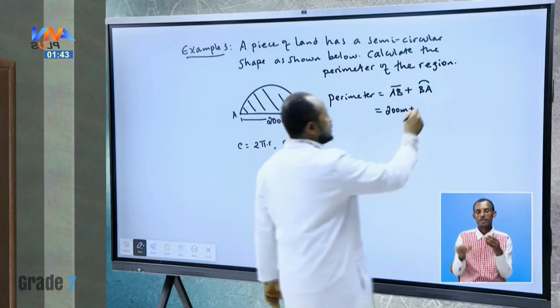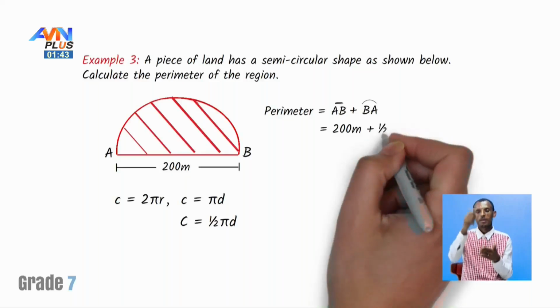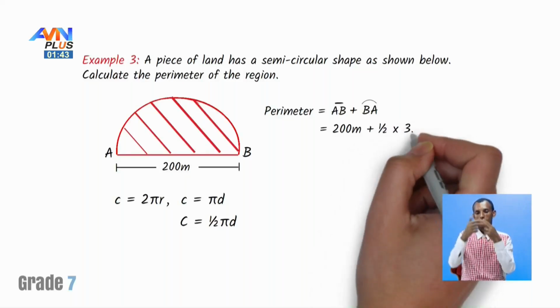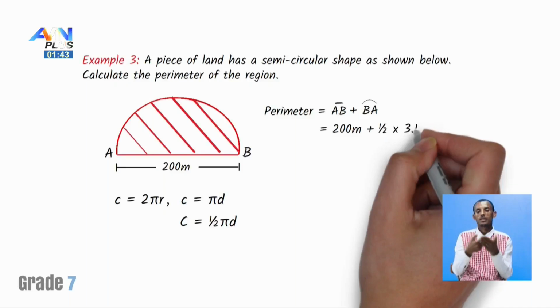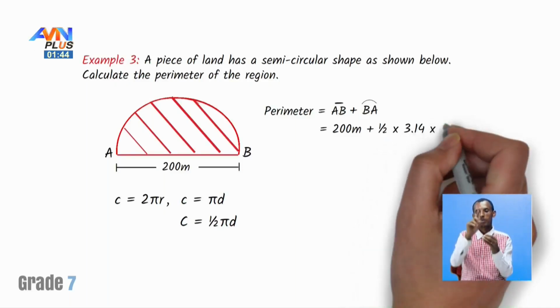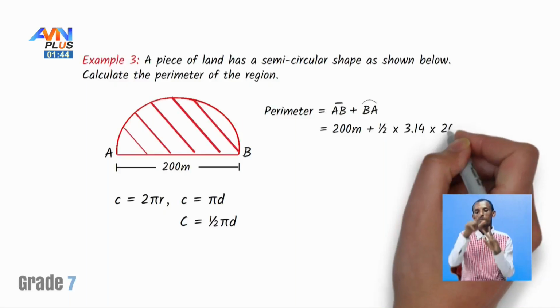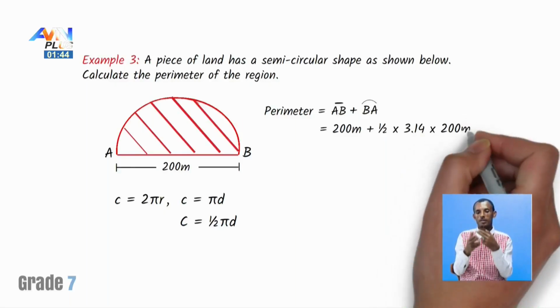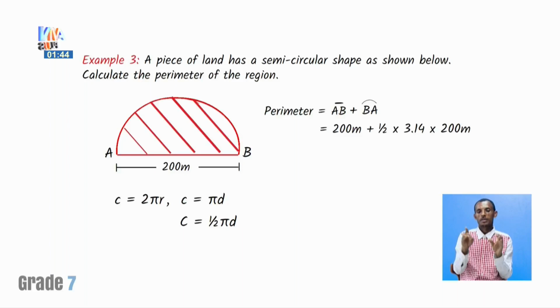So here, BA is equal to half of pi times the diameter. Therefore, this will be equal to 200 meter plus half of, let's use pi to be 3.14, times diameter. In this case, this one is a diameter. Since it is a semicircle, this length will be the diameter.